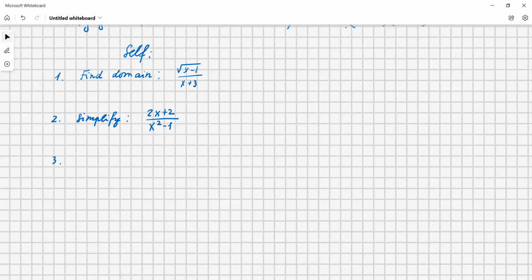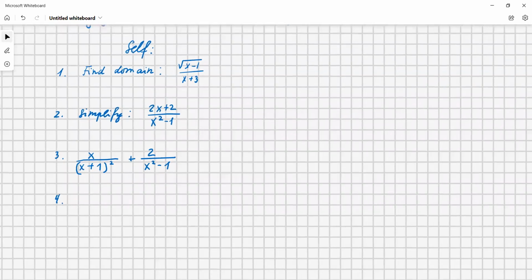Number 3, another expression to simplify, x over (x plus 1) squared plus 2 over x squared minus 1. Here we need to bring it to a common denominator and add these two fractions. Maybe something nicer is going to come out.